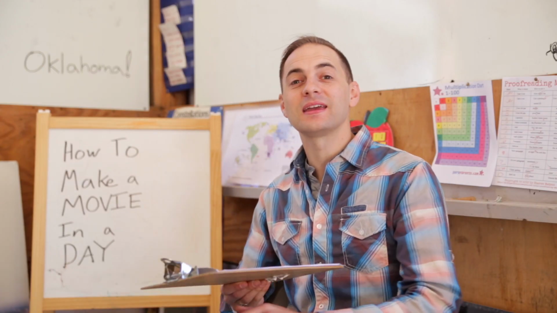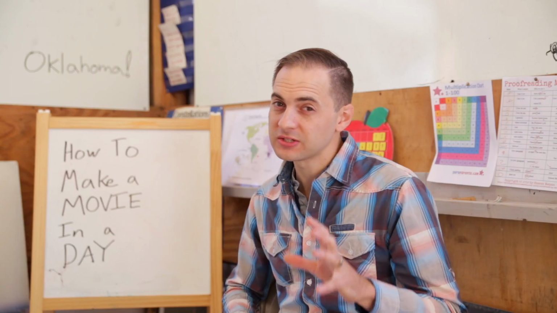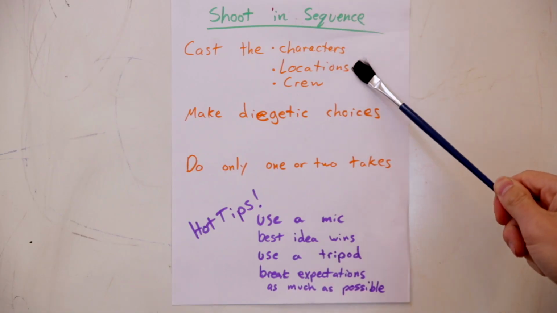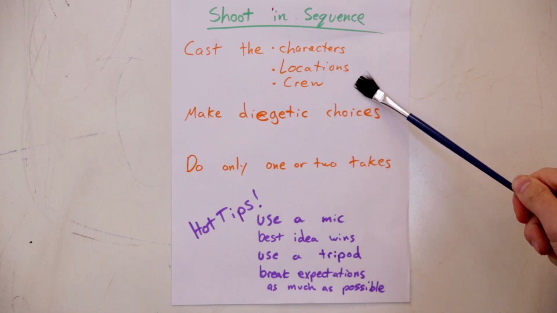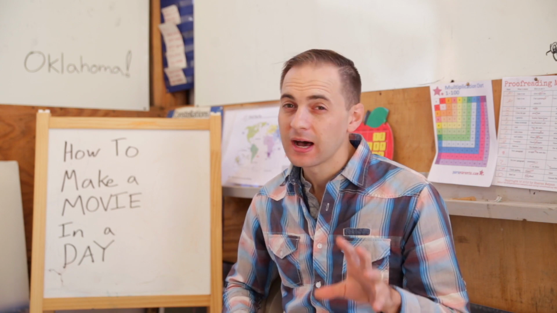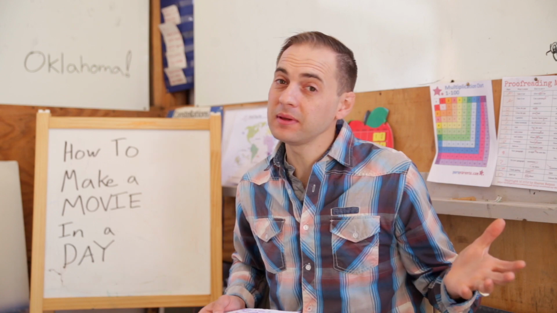The next step of making a movie in a day is shoot in sequence. The first step that you're going to do is you're going to get the people together that you're working with, and you're going to cast the characters, the locations, and the crew. Basic crew people that you're going to need is a camera operator, a microphone operator, and a lighting operator. Those can be all the same person.